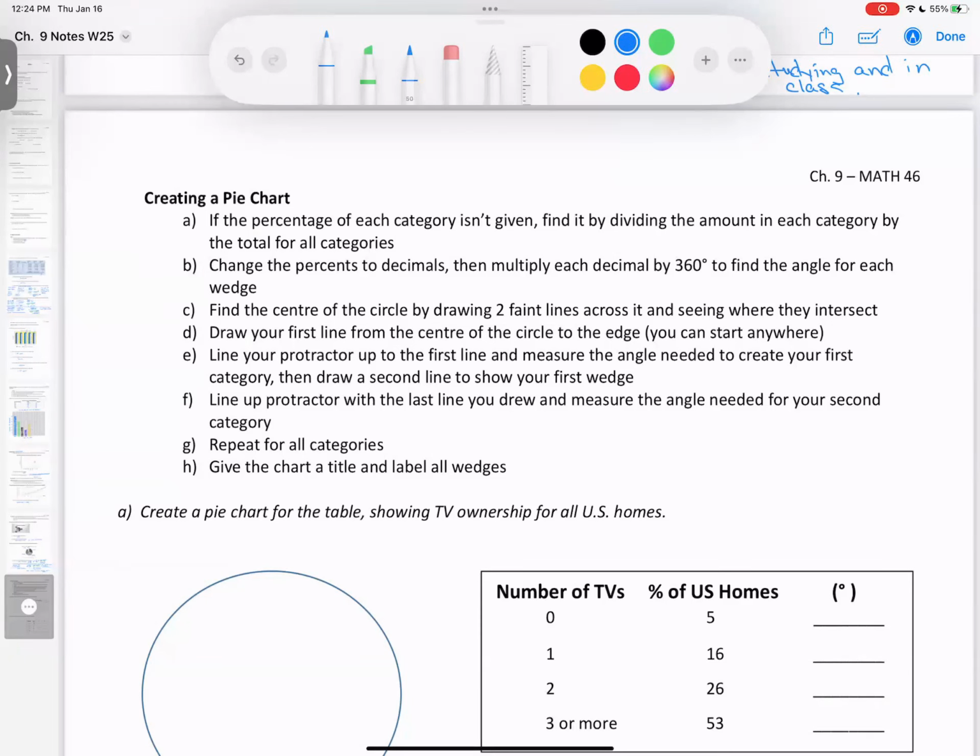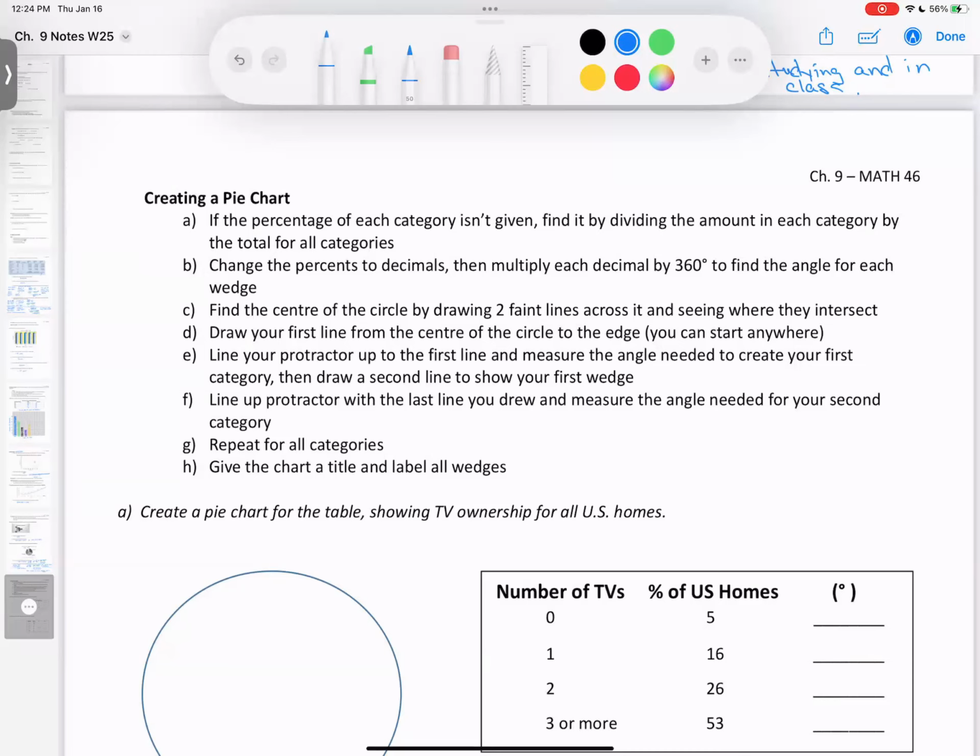After that, you're going to find the center of the circle. There are many ways to do this, but I'm going to show you by drawing two faint lines across it and seeing where they intersect. Then you're just going to draw a line. And really, you can start anywhere. A lot of people like to start at the 12 o'clock or 3 o'clock position. And that marks the edge of your first wedge. That's kind of funny, edge of wedge.